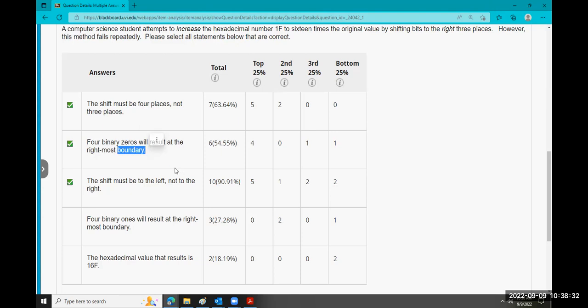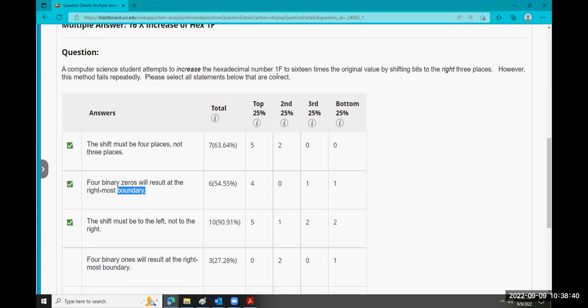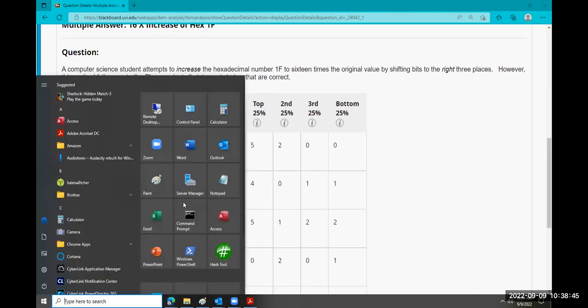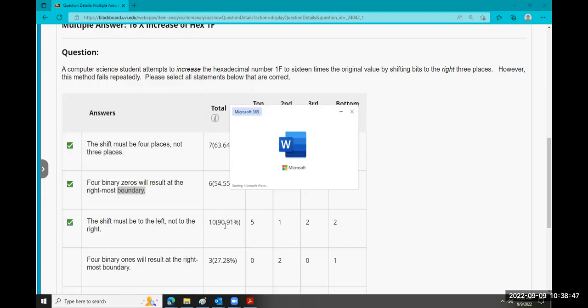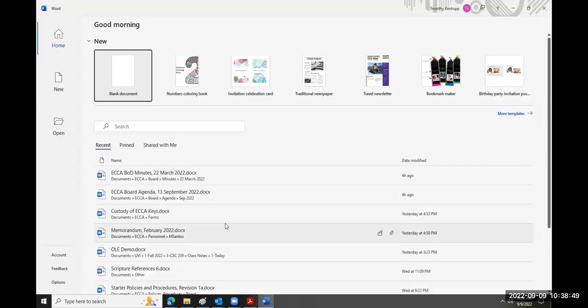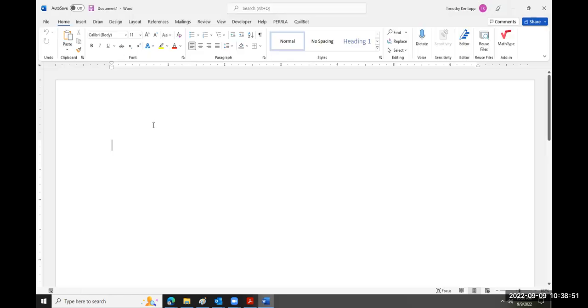Now this one kind of catches people. You see, fewer students selected this answer. And what we're saying here is that if I take 1F, what I really have in terms of nibble is this. So let's just open this up and everybody can see my screen still. Okay, so I have a 0, 0, 0, 1, and then an F is actually a 1, 1, 1, 1.